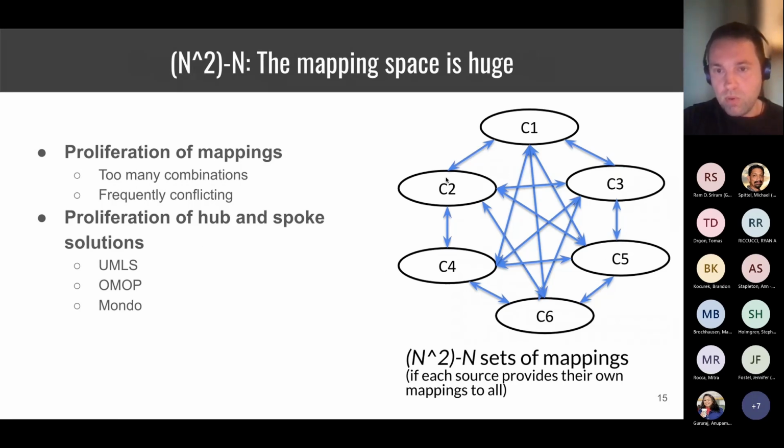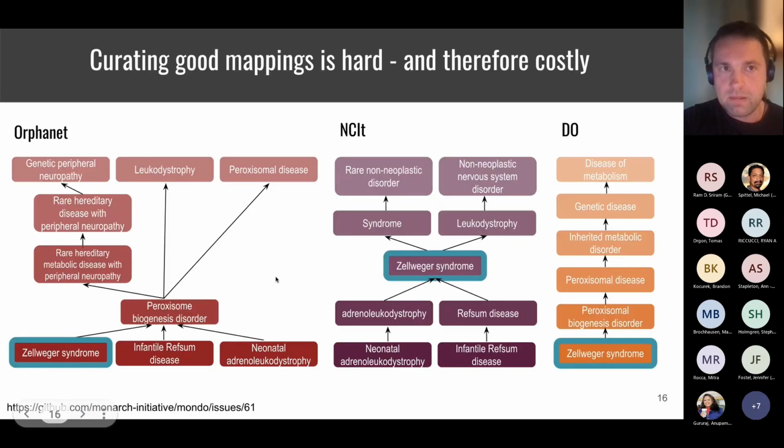So the more semantic spaces are out there, like disease ontologies, disease terminologies, and so on, the more possible links we have between them, and the more mappings we have to create. There are lots of combinations and a lot of mappings that may be necessary, and there's also now starting to be a proliferation of these hub and spoke solutions like UMLS or OMOP or Mondo, where you try to create one central integrated term and link all of the other ones into that centralized ID space.